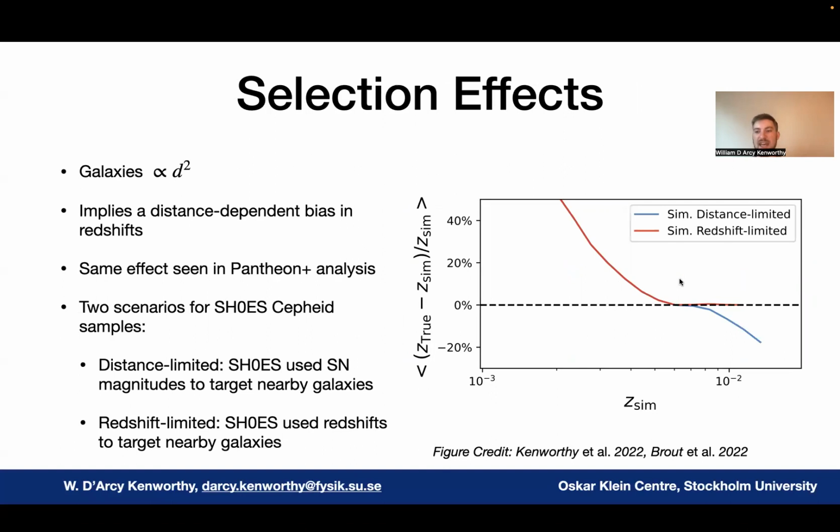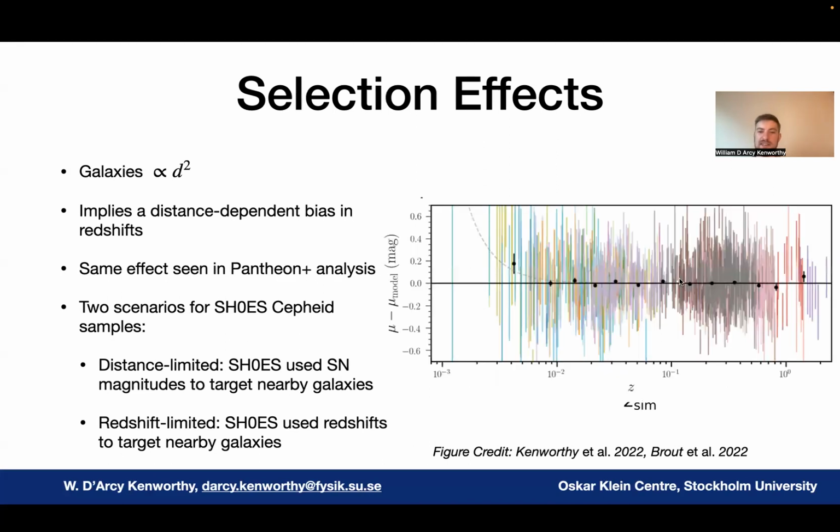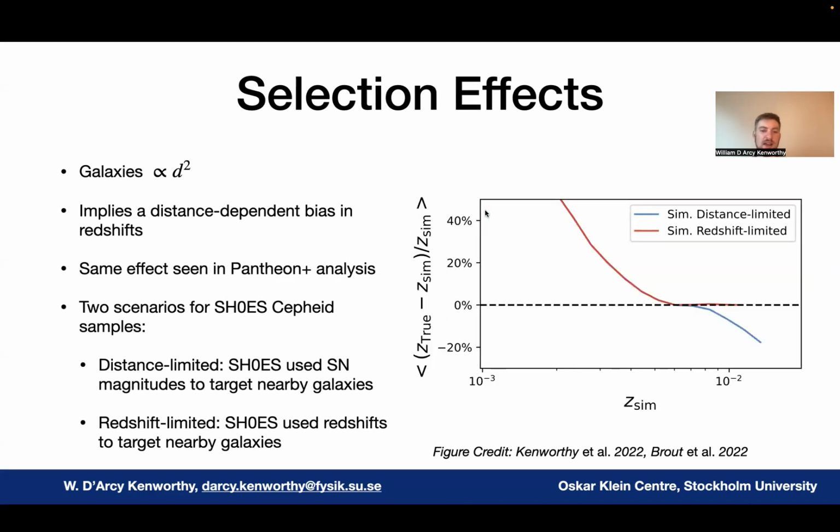So galaxies have a co-moving density. As a result, the distribution of galaxies with distance goes as the square of the distance due to volumetric effects. This scaling implies a distance-dependent bias in redshifts that goes as about 1 over the distance squared. We see this tail in the Pantheon data analysis, where at the low end of this redshift range, there's this 1 over distance squared tail. Here we simulated this effect and ultimately accounted for it in our final analysis.